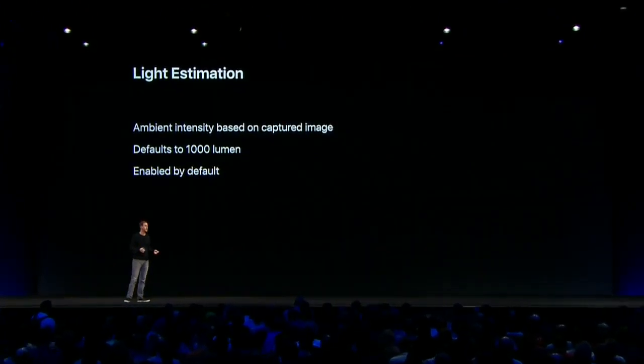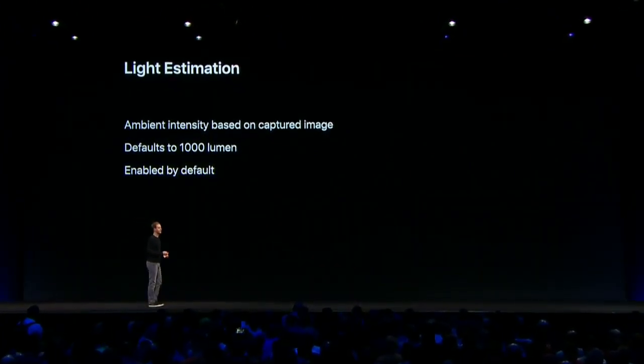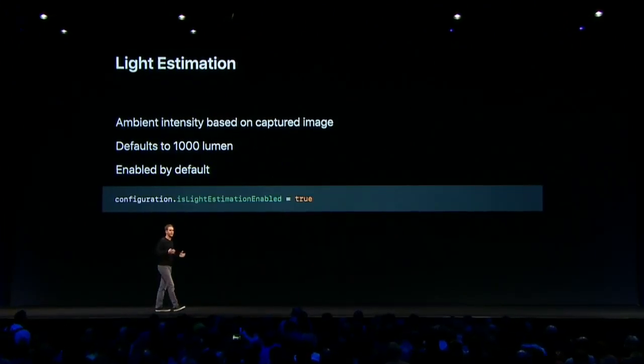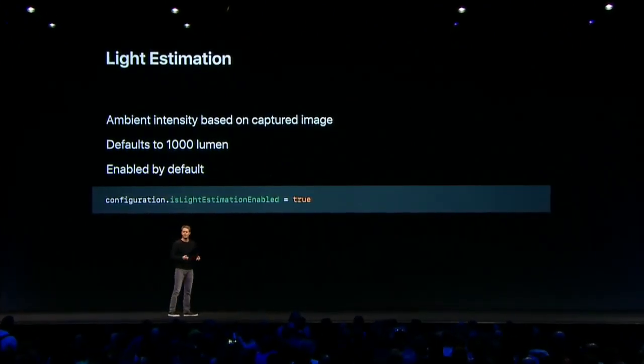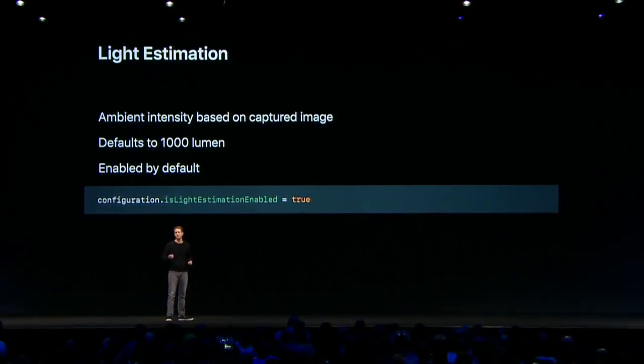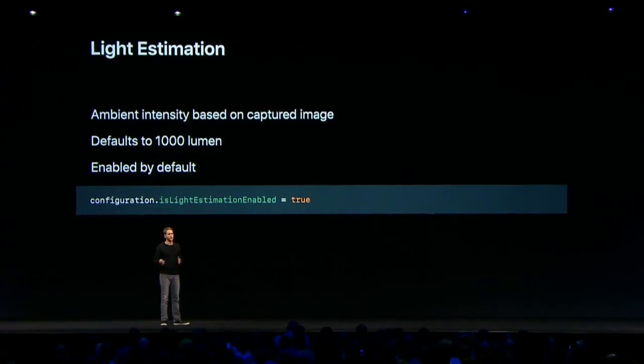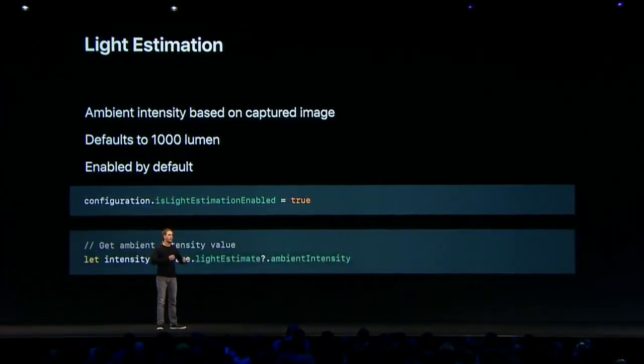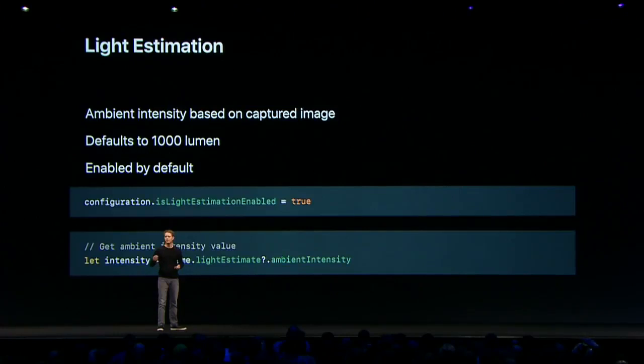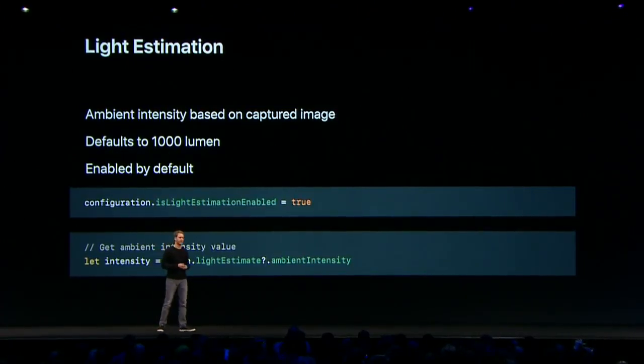Light estimation is enabled by default, and you can configure this by setting the isLightEstimationEnabled property on an AR session configuration. The results of light estimation are provided to you in the lightEstimate property on the AR frame as its ambientIntensity value.